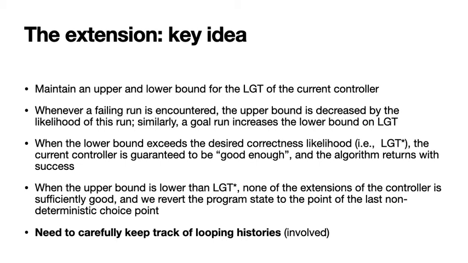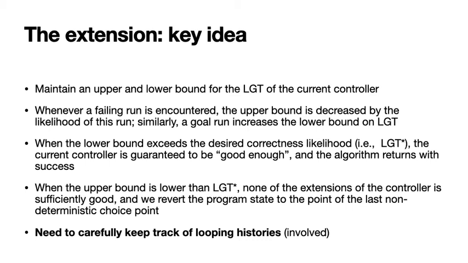So you keep track of the upper and lower bounds, and essentially, when the lower bound exceeds the desired correctness likelihood, you're happy. You return the controller and say that this is good enough and this is a success. On the other hand, if the upper bound is lower than the desired likelihood, it means that none of the extensions of the controller for these non-deterministic actions is good. So we have to revert to the program state where this entire trajectory was even chosen in the first place. So you avoid action extensions that could lead to the upper bound being lower than the desired likelihood.